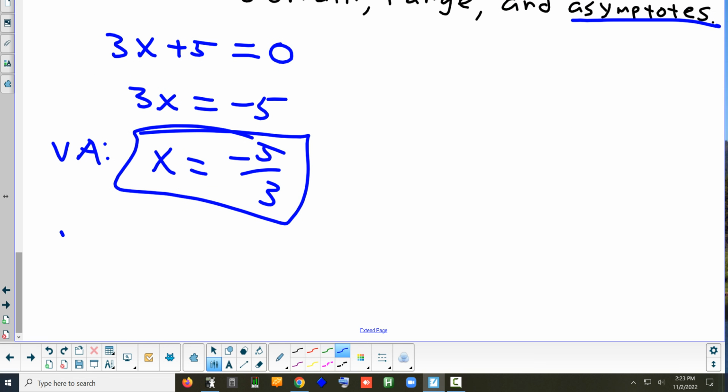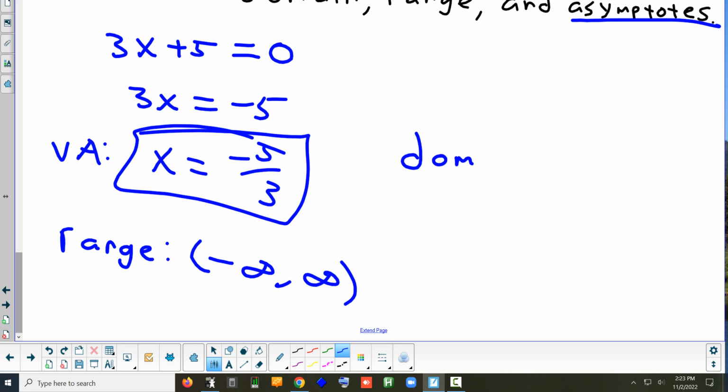Okay, let's do the range. When I ask you about the range of a logarithm, you shouldn't think about it too much. What's the range of this logarithm? Negative infinity to infinity. It goes up forever, it goes down forever. Every log does. Domain? Well, the domain is based off your vertical asymptote. It's either everything to the left of it or everything to the right of it.